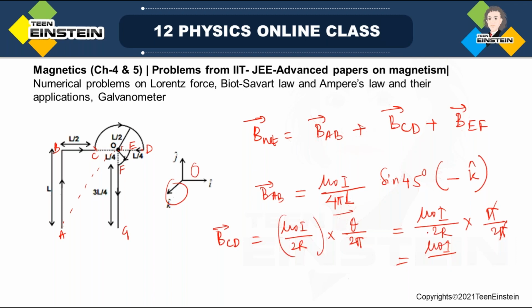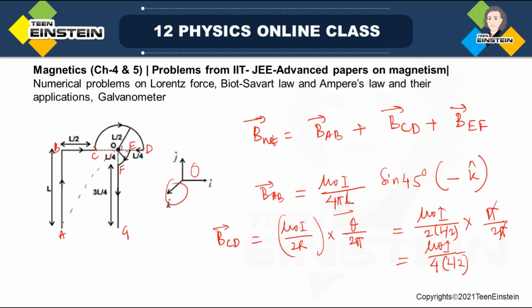In this case r is actually L by 2, so we'll write it here, 2 into L by 2. So you get 4 L by 2. Let me keep it like this itself. Okay, we have got this.